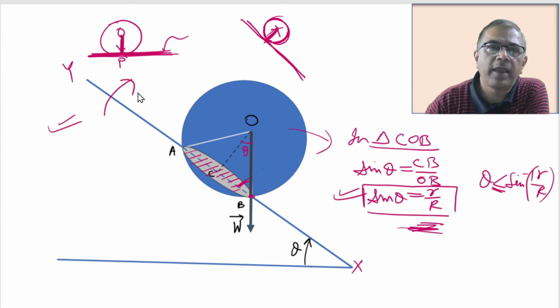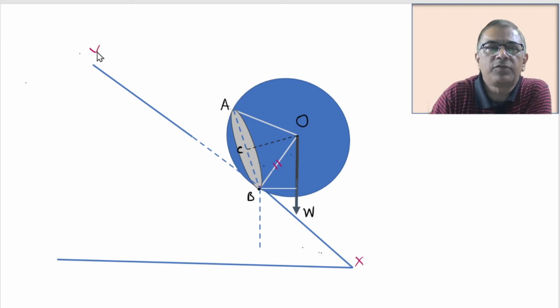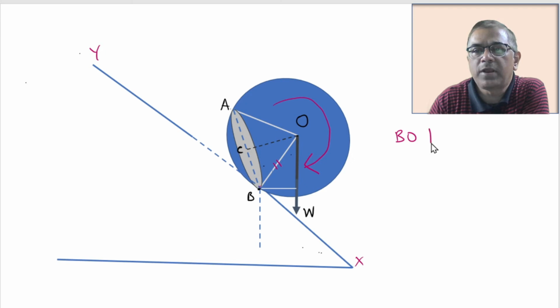As we rotate plank XY further, a situation arrives when this football starts rotating about this point of contact B. When it rotates about point of contact B, then at a particular moment, this line BO becomes perpendicular to the plank XY. So this will be the moment when this football will begin to roll. So the condition that the football begins to roll is that BO should become at least perpendicular to XY.